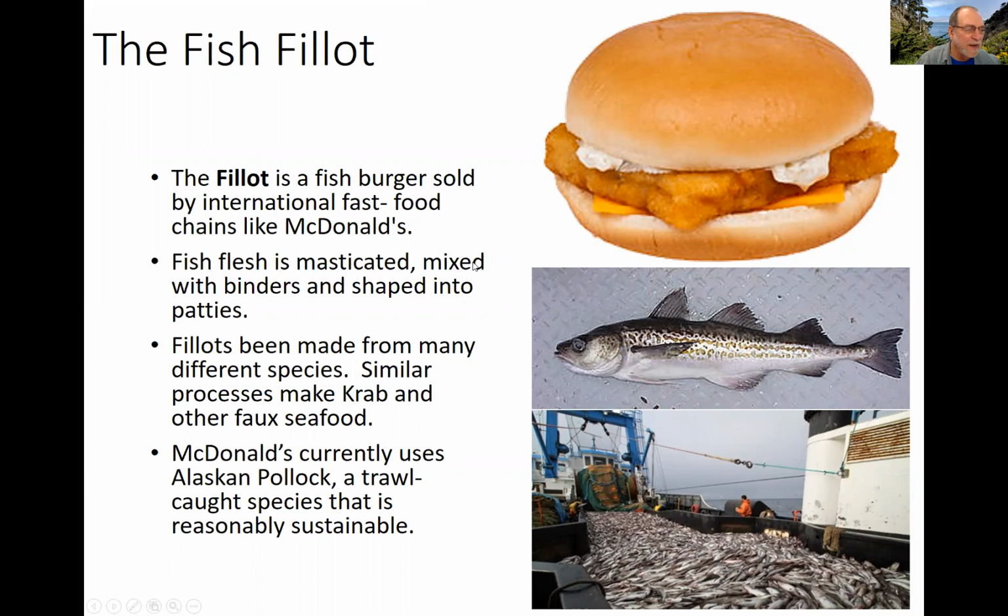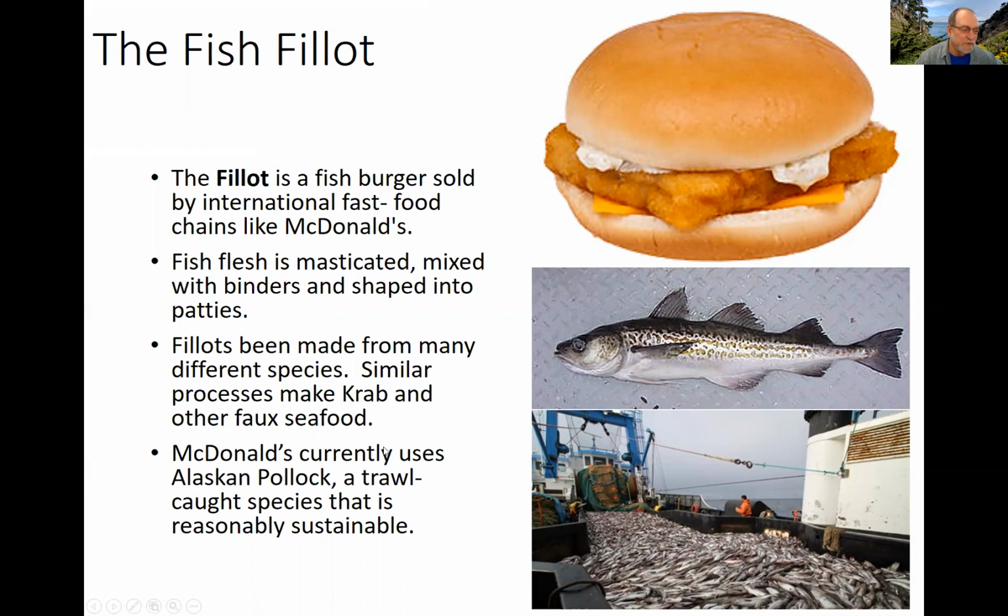fish meat, and they chop it up, grind it up, and they mix it with binders and other sorts of things. And they shape it into a patty, which they then bread and deep fry. And so that's what you get when you're served a fish burger at McDonald's. It's one of these fillets. And fillets have been made from many different species. And the process is similar to when you get crab, you know, K-A-R-K-R-A-B, and other faux seafoods.